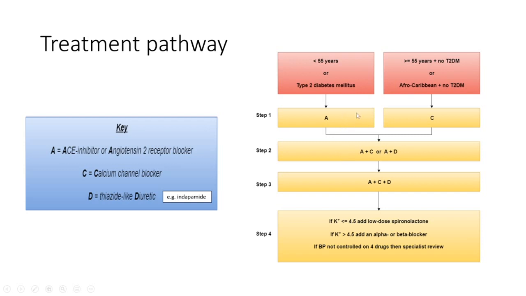So we would either use an A plus a C or an A plus a thiazide-like diuretic. We'd add all three together as the next step if they're not reaching their targets. And then this final step is the more complicated step. We require the serum potassium level for this, and we would give a drug based on the potassium. So if the potassium is less than 4.5, we would give a low dose of spironolactone, which is an aldosterone receptor antagonist. That's because spironolactone raises your serum potassium. So if it's too high, greater than 4.5, we wouldn't really want to do that. Instead, we would offer an alpha adrenergic or beta adrenergic blocker. And then after that, refer to a specialist for other options that they might be able to give.